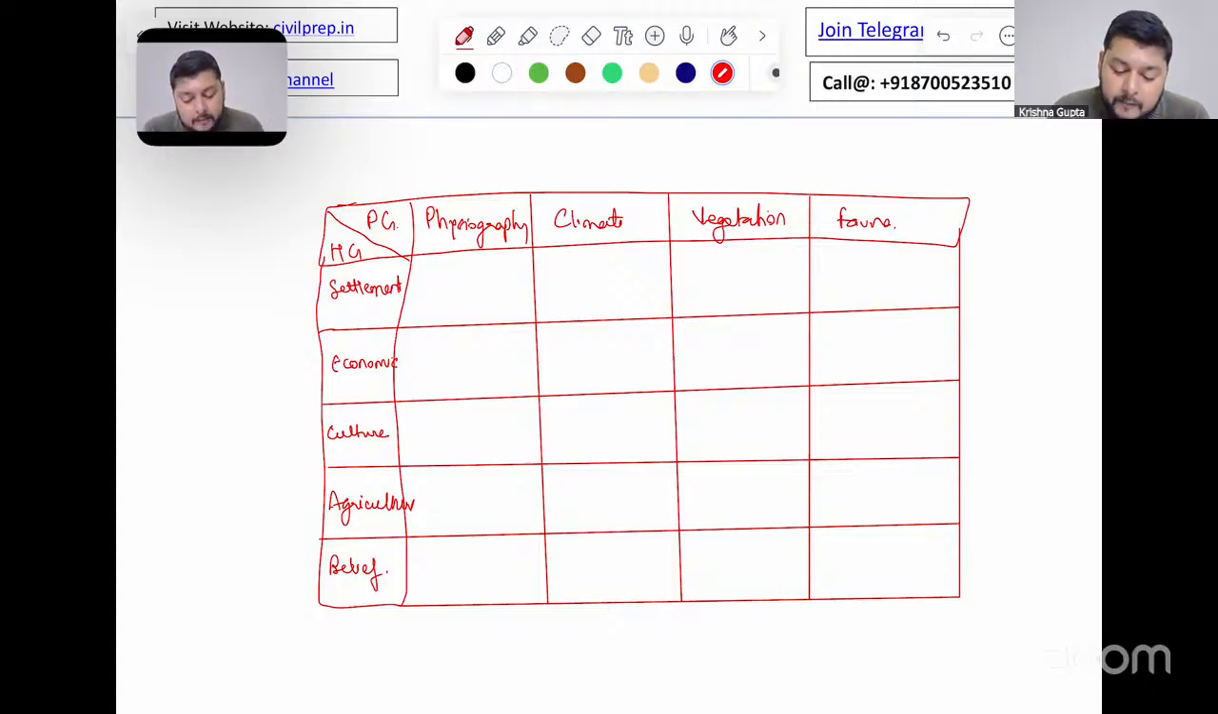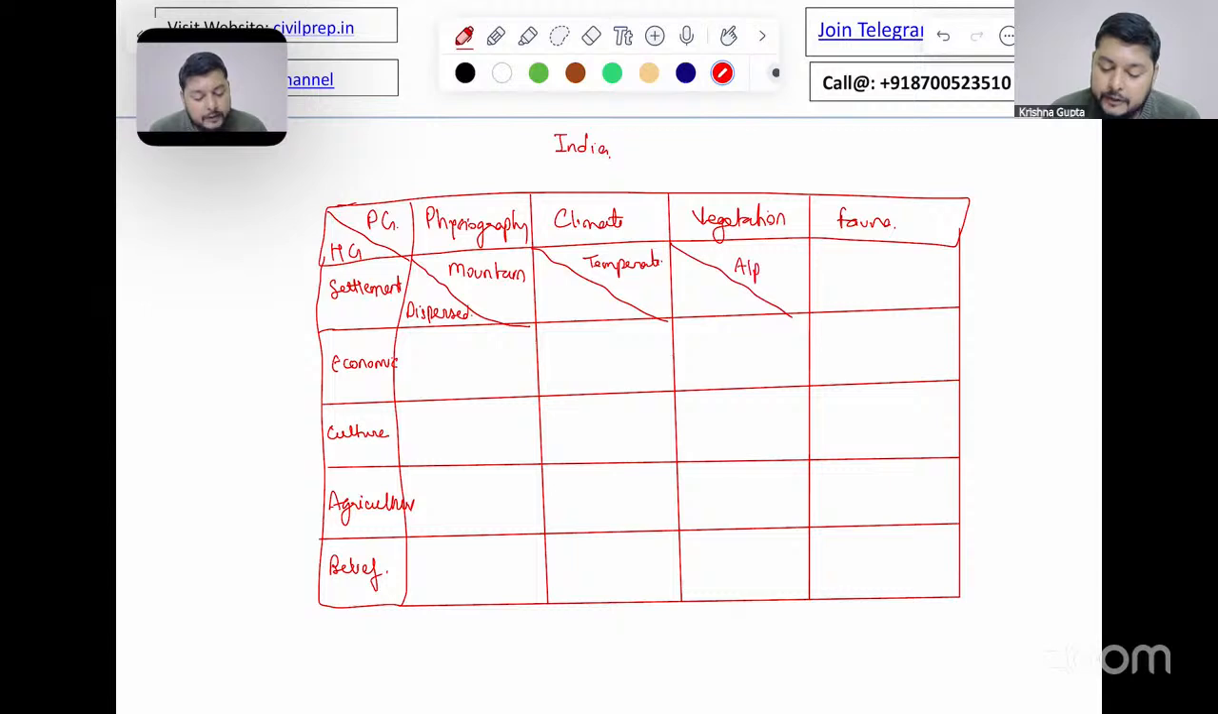If I take an example, I can take one state of India. In India, if I'm talking about the physiography part, that is mountain, under the mountain regions we have dispersed settlement. If I talk about climate, if we go to the higher part, we have temperate climate. Under the vegetation we have alpine vegetation. Under the fauna, I can say that we have snow leopard. Under economic activities, we have hunting and gathering.